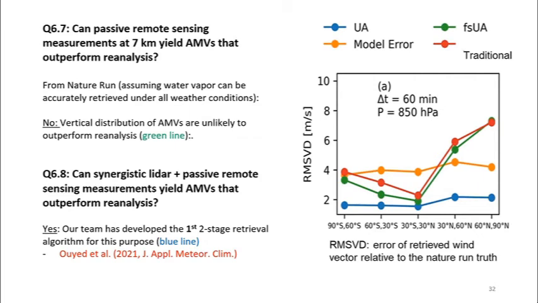Then what do we need to do? We need to combine LiDAR and passive measurements. And then the question, can those MVs outperform the analysis? The answer is yes, because our team has developed the first 2-stage retrieval algorithm for this purpose. Essentially, the first stage, the green line, is based on variational methods. The second stage is based on machine learning or random forest, using a small number of measurements of wind, still with uncertainty, for the bias correction. And the results are shown in the blue line. You can see across different regions, results are much better, showing the power of combining active with passive measurements.